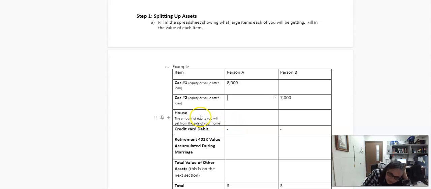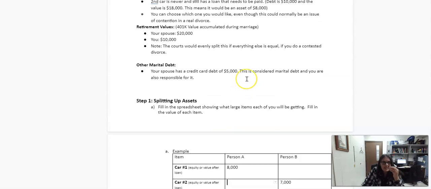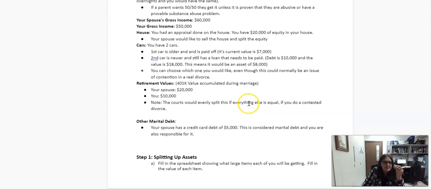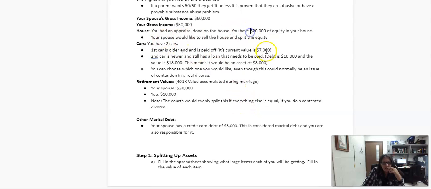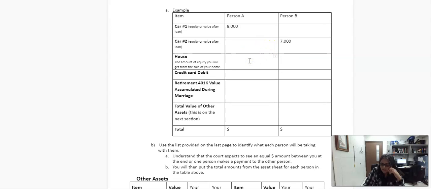So the house is the amount of equity that you will get from the sale of your home, because we're going to say we're going to just sell it. It's easier for us to do for this assignment. So if there's 20 in equity, that means you each would get $10,000.